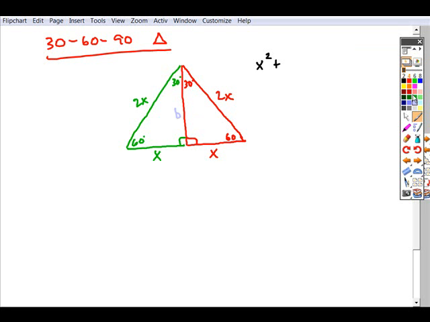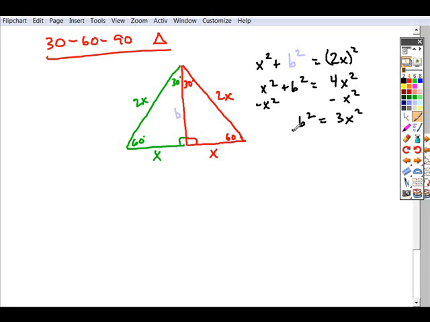I'm going to call this b here. So we have x squared plus b squared is equal to the quantity 2x squared. If we're solving for b squared here, we can square the 2, square the x, and isolate the b term. So we subtract an x squared from both sides and extract the square root. We get b is equal to the square root of 3, which stays as it is. The square root of x squared can be reduced to x. So we get x root 3 to be our third side.